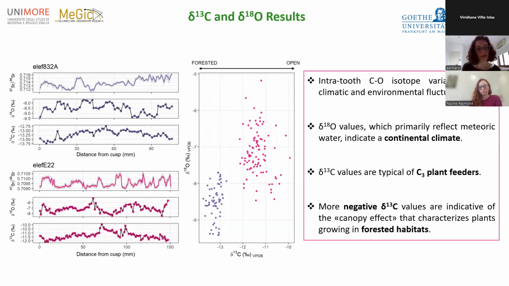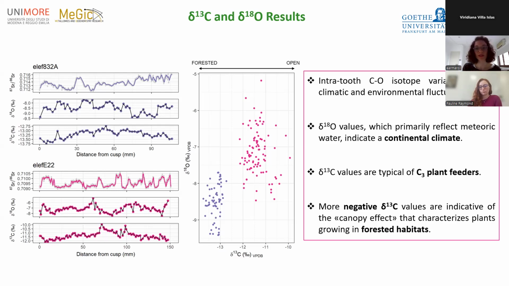Here are the results. As you can see, both carbon and oxygen isotope profiles are quite variable, which is in line with what we expected for the last interglacial. So the climate was temperate and marked by environmental seasonality.